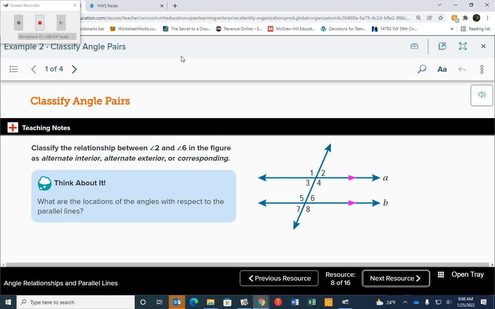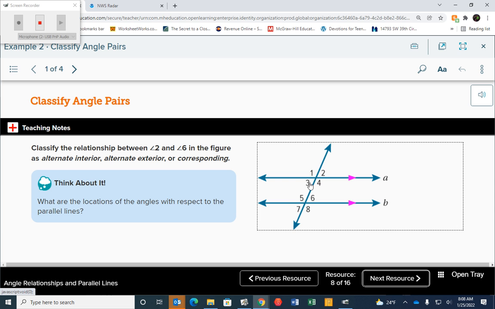Now for classifying angle pairs, okay, classify the relationship between 2 and 6. 2 and 6. Are these going to be the same? No. Now, one of these is where? Guys, look. Where are my exterior angles on these intersections? 1, 2, 7, and 8. So what is an alternate exterior to angle 2? Diagonal exterior. Angle 7, right?